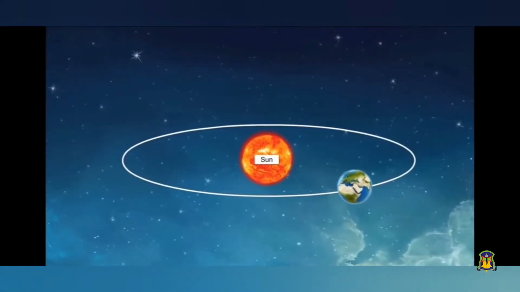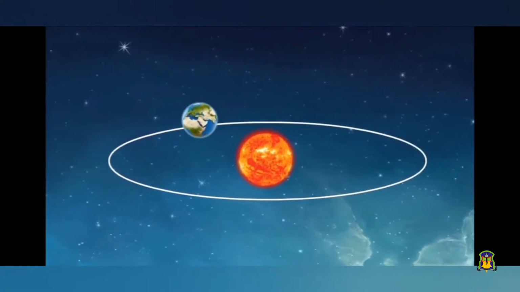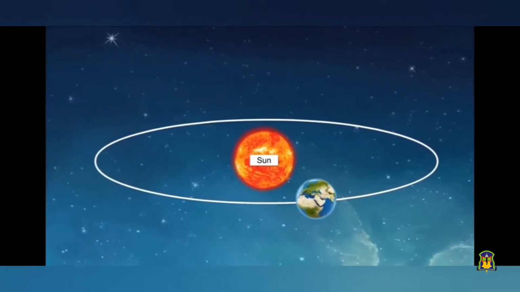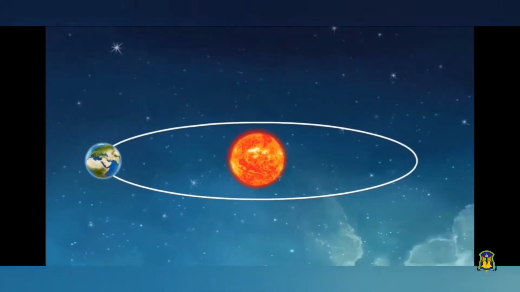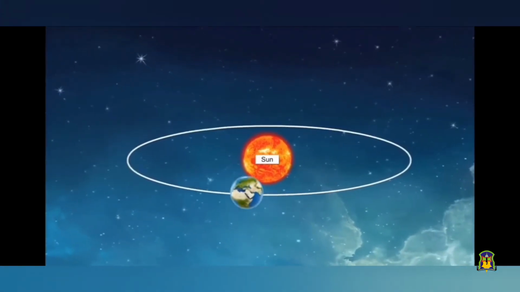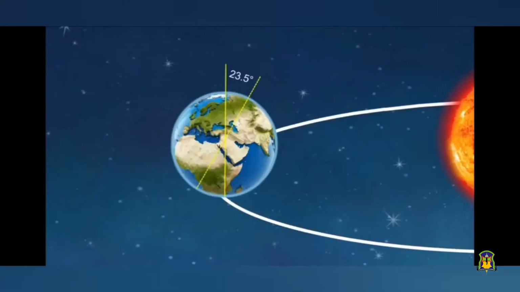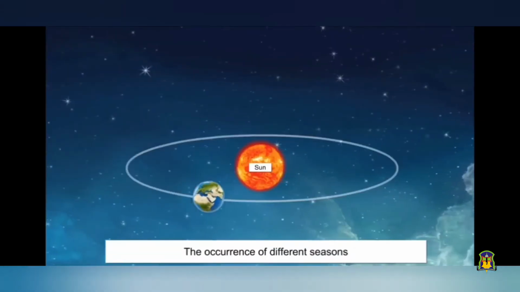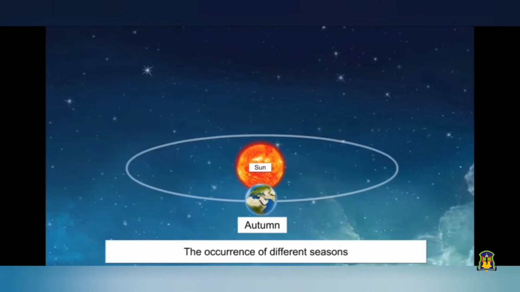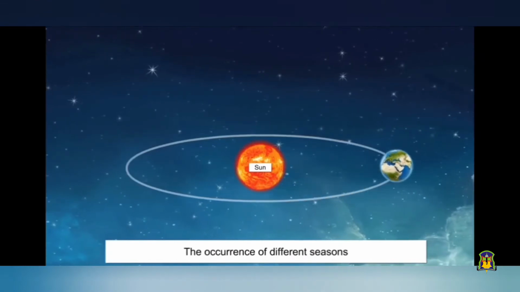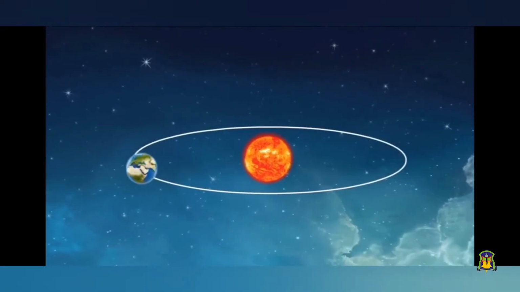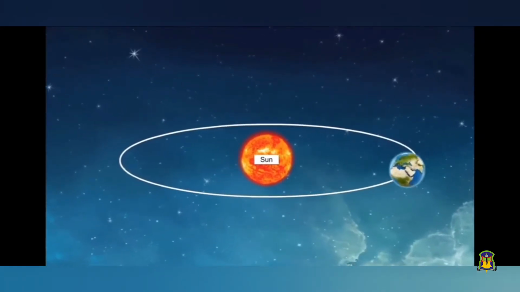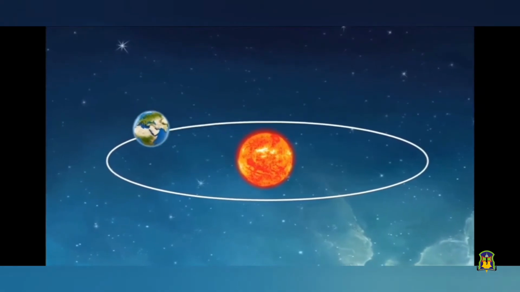The earth rotates on its axis. It also moves around the sun. The movement of the earth around the sun is called revolution. The revolution of the earth and the tilted axis of the earth are two main factors that cause the different seasons. As the tilted earth moves around the sun, a part of the earth is closer to the sun, which means the other part is away from the sun.